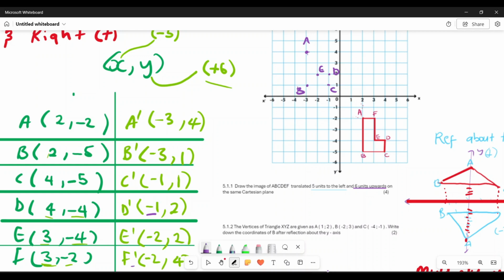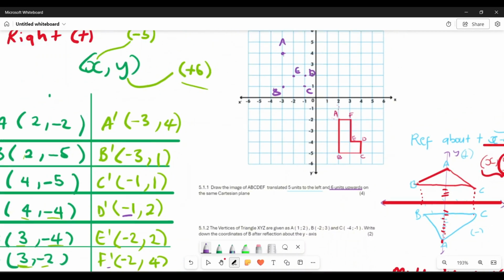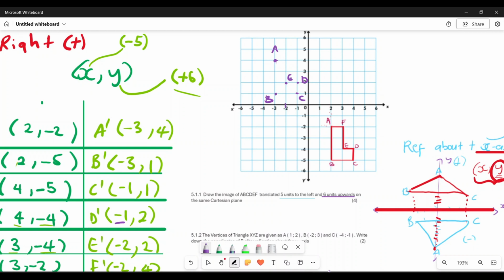And lastly, my point F is at -2 and 4, right? This is my -2 and my 4 is here, meaning that my F would be here. Now, lastly, join your points, right? So I'm going to join A and B. I'm going to join B to C. I'm going to join C to D. I'm going to join E to D, E to F, and lastly, these 2 points.